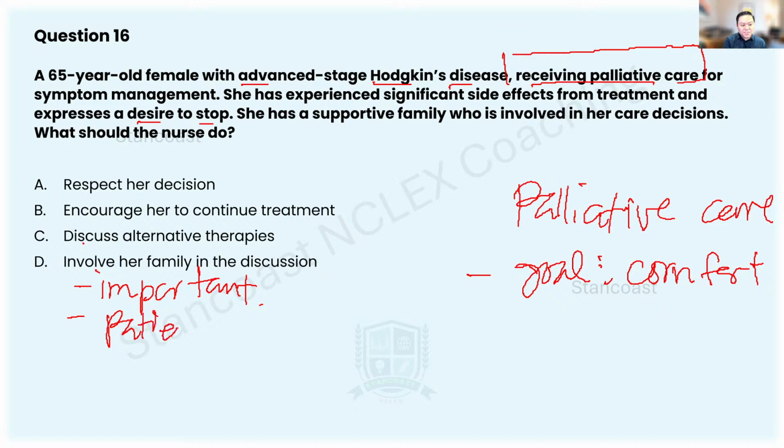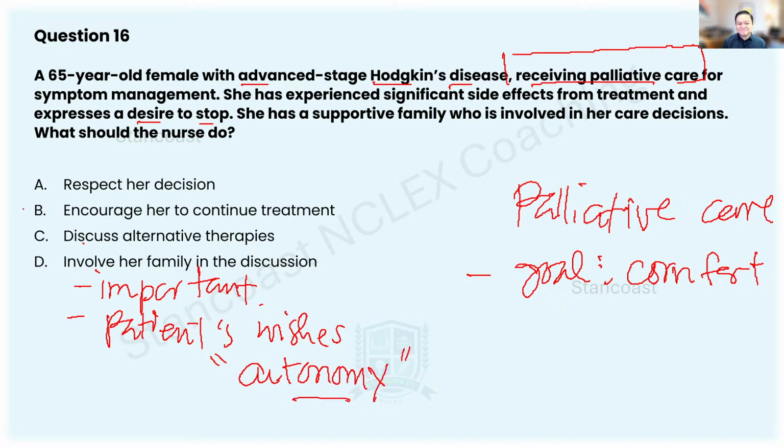Patient's wish. Remember about the autonomy. We have to respect that, guys. Okay? So we are eliminating letter D. It's very important that the family knows really the direction of the care. Hey, we are going to talk about that your patient, that your family member, your loved one has decided that she wants to discontinue the treatment.